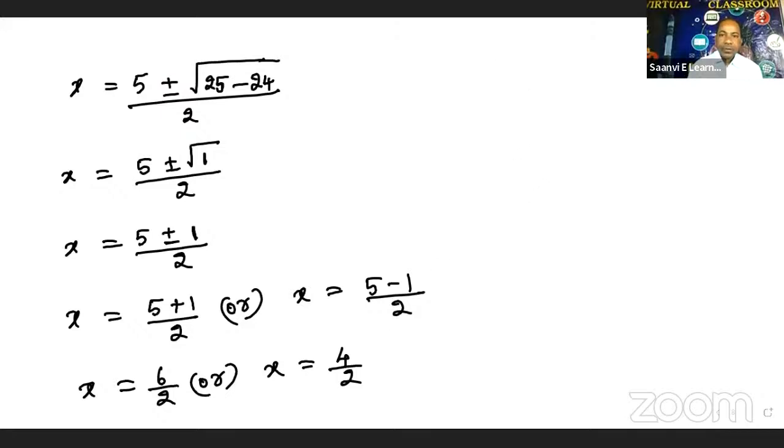When we simplify this, 2 3s are 6, and 2 2s are 4. So what roots have we got? x is equal to 3 or x is equal to 2. At last we have got x is equal to 3 or x is equal to 2.